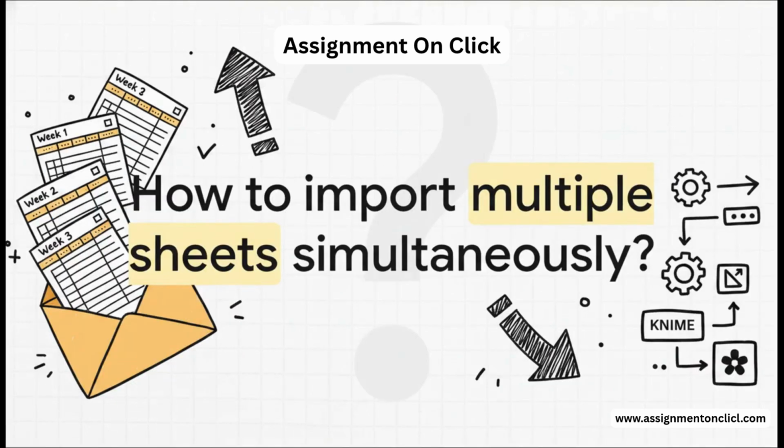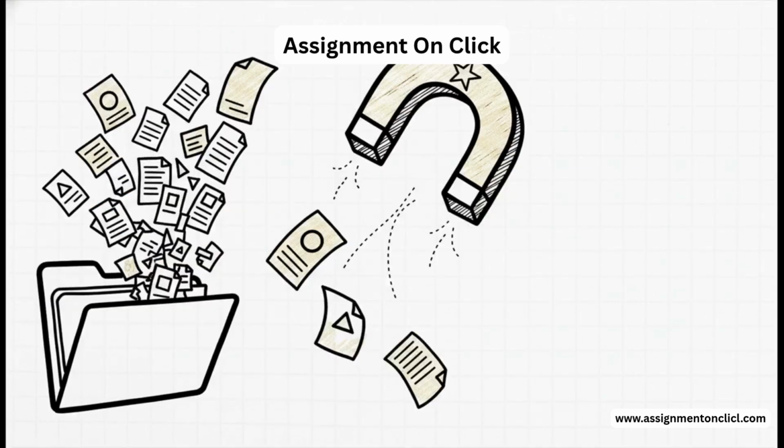Picture this really common scenario. You get an Excel file with a different tab for every single week of the year. Nobody has time to load 52 separate sheets one by one, right? The great news is you don't have to. By using simple wildcard characters in the Excel Reader settings, you can just tell the node to read every single sheet that matches a certain pattern. It pulls them all in instantly in one smooth operation.